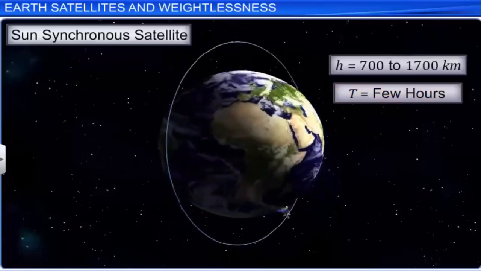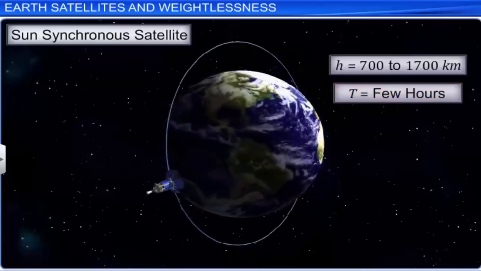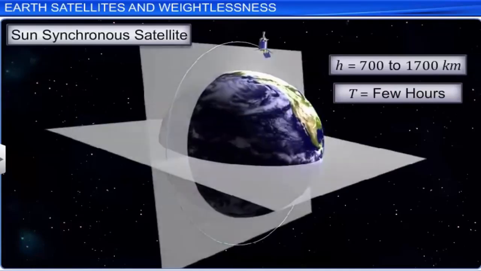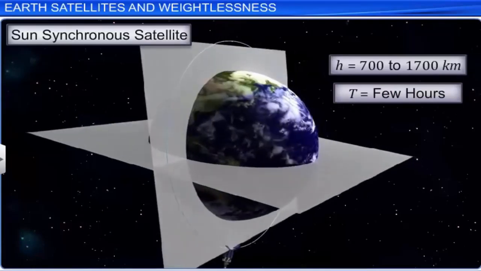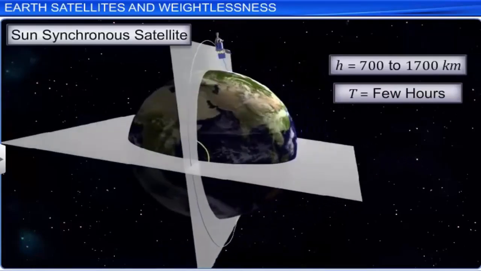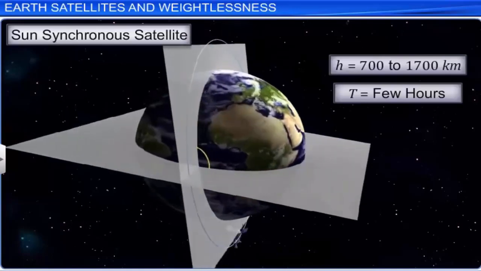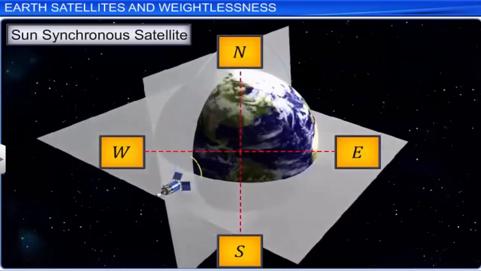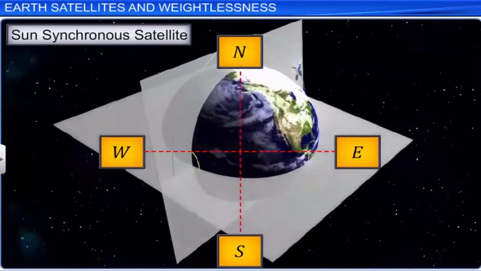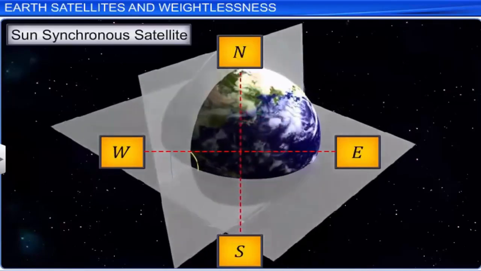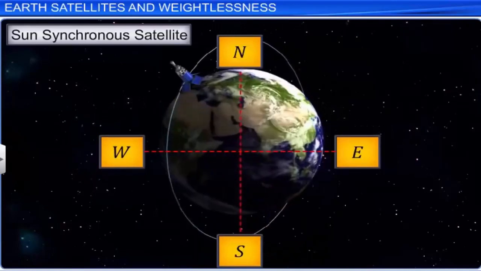The orbit of these satellites is such that the satellite moves in a plane that is near normal to the equatorial plane, moving closely to the poles of the Earth for every revolution, while the Earth rotates in west to east direction.